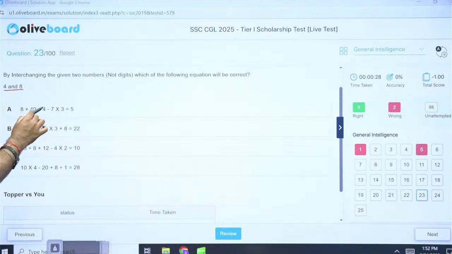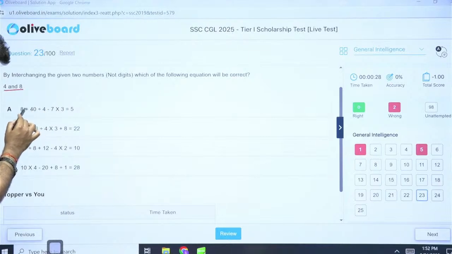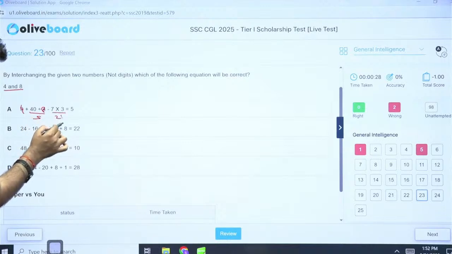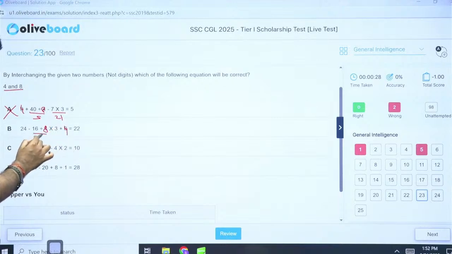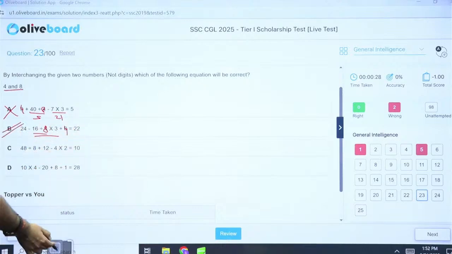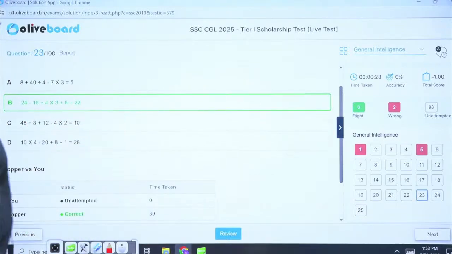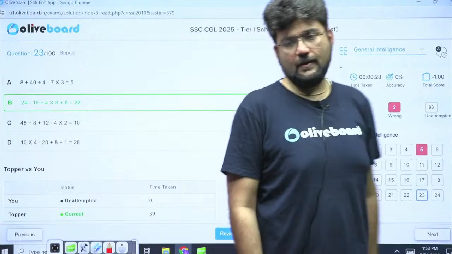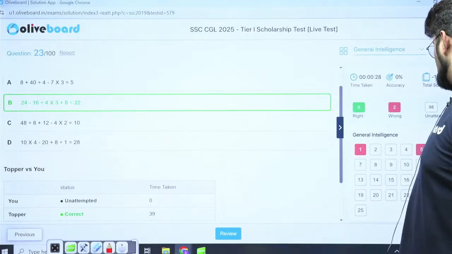Okay. If I put 8 here, so this will give me 5. This will be 4, this will be 8. This will give me 5. 4 plus 5 minus 21. Nowhere is going to give me 5. This is not correct. Okay. 16 divided by 8 is going to give me 2. 2 into 3 is going to give me 6. So 24 minus 6 plus 4. It's 22. Option B is the right answer. Okay. Partial calculation. Question number 24.